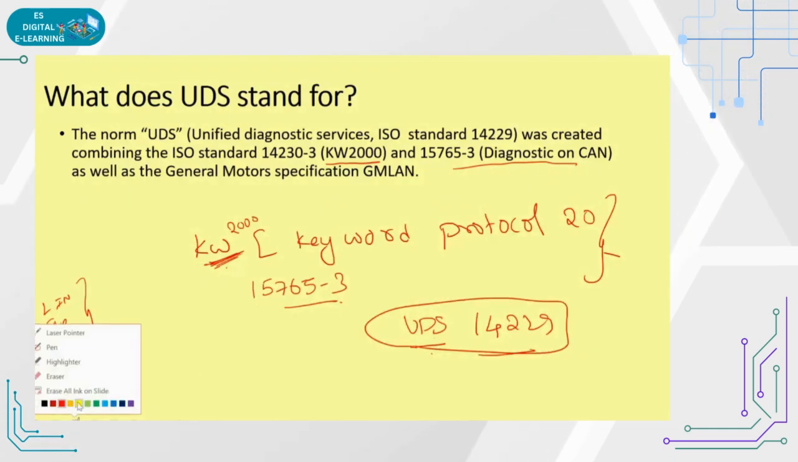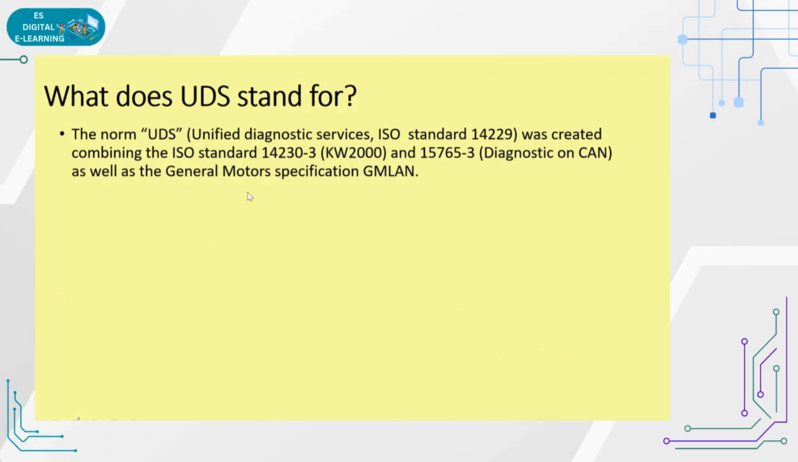You can write down the norm UDS. It was created as a combination of ISO standards 14230 and 15765. With these two combined, unified means combined.